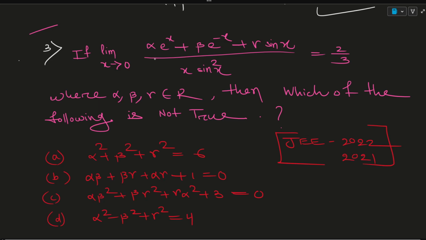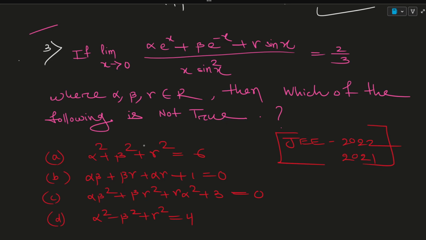Here we are given a function, and the limit of this function when x tends to 0 is given as 2 by 3. Here alpha, beta and gamma are 3 constants. They belong to the real number set, which means alpha, beta, gamma are real numbers. Then the question is: which of the following statements is not true?